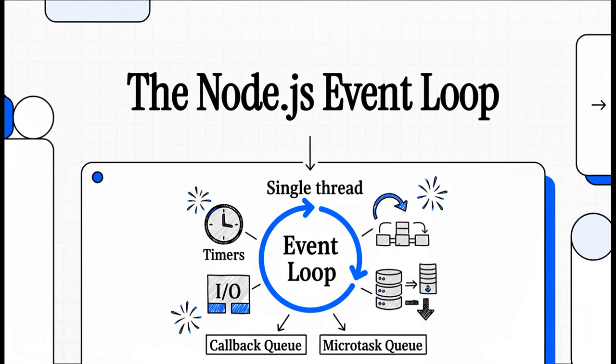All right, today we're going to dive into the absolute heart of Node.js, the event loop. Seriously, this is the core mechanism that makes Node so incredibly fast and efficient, letting a single thread juggle thousands of connections. So let's break down how it all works.